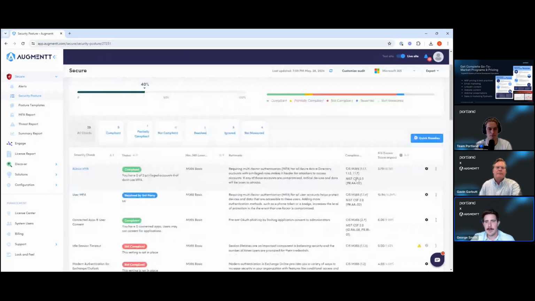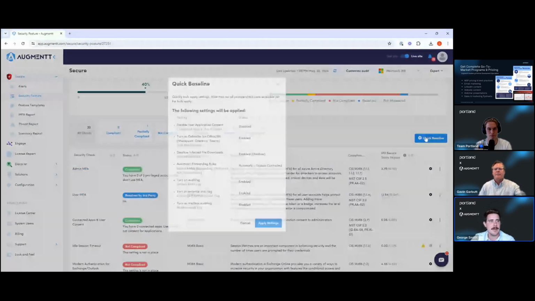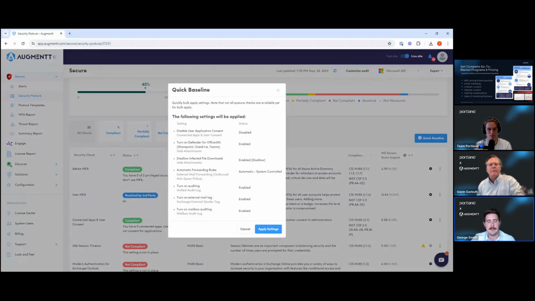Now, Augment Autopilot. We always want to talk about putting your security on autopilot, and we do that with our baselining template functionality. So here we have a quick baselines. With the click of a button, I'm able to implement the following settings, which is a lot of the sort of non-negotiables, the things that everyone's going to want to have turned on anyway. So I can click that with this button.